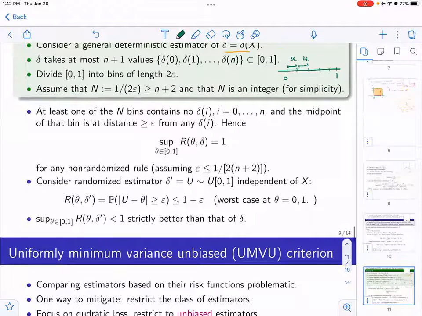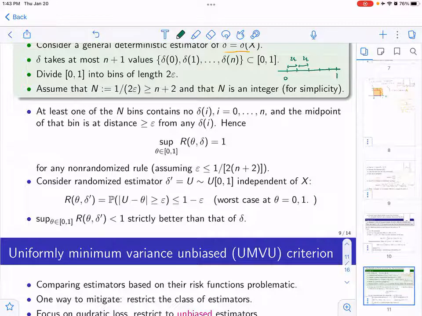So there's this little argument that you can do: at least one of the n bins contains no delta_i. The midpoint of that bin is a distance bigger than epsilon from any delta_i. Because there are at least n plus 2 bins, and there are at most n plus 1 values. It's like a pigeonhole property.